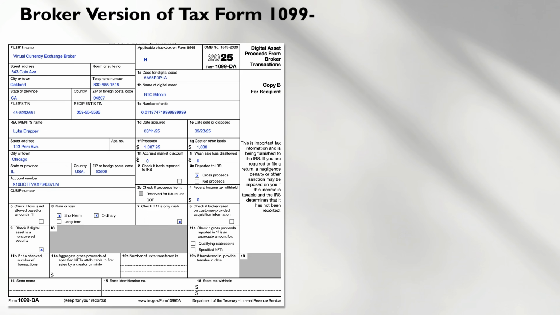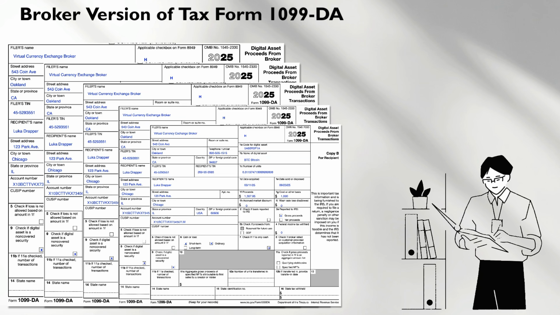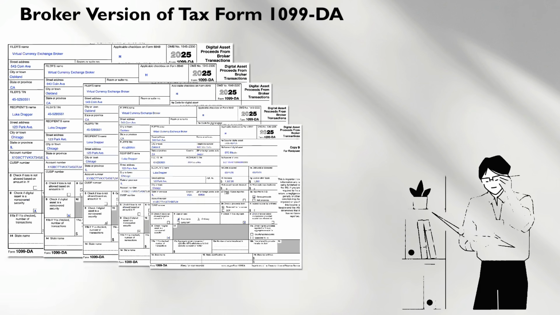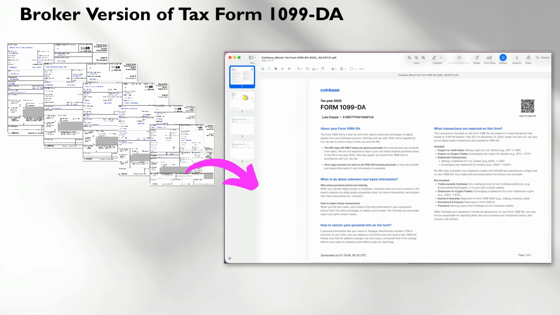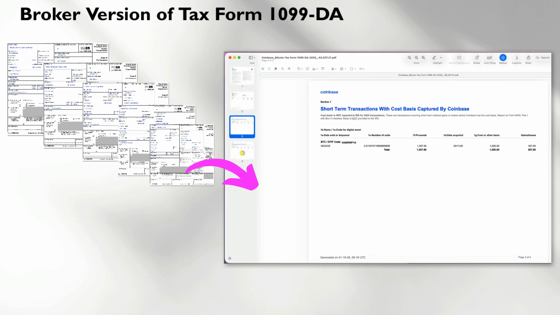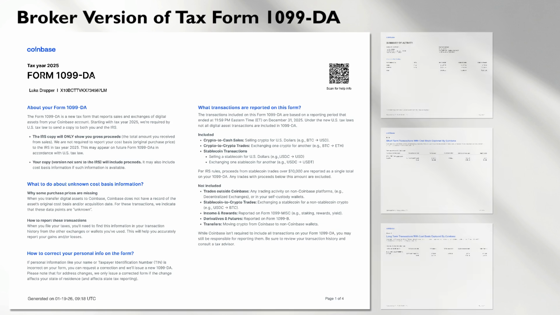Because brokers may need to issue separate 1099-DA forms for different types of digital asset transactions, and because the IRS version of the form is not very user-friendly, many crypto exchanges provide a clearer summary version of the 1099-DA, similar to how stock transactions are reported. Let's look at this mock-up 1099-DA summary example from Coinbase. The same information is included, but it is organized in a more user-friendly format.